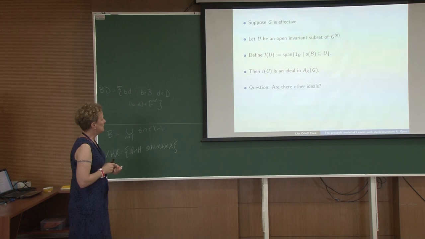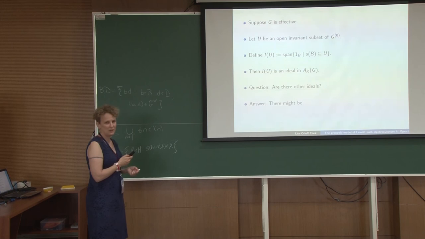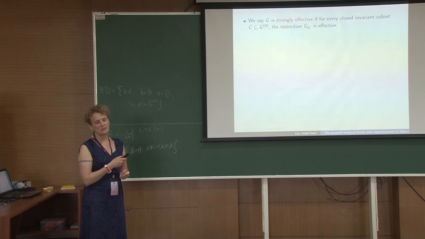So the question is, for any open invariant subset you get an ideal, are there any other ideals? It turns out there might be, and things are still sort of complicated, which you may suspect from your graph algebra knowledge. So we're going to restrict again, and we're going to restrict our attention to things called strongly effective groupoids. So this starts to be a bit technical.